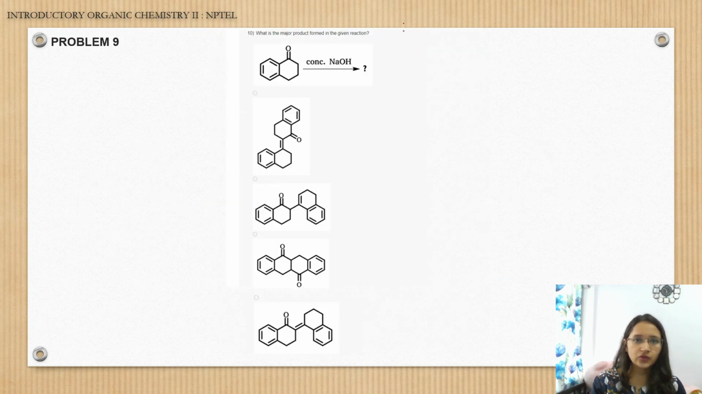So now coming to the last problem of this session, problem 9. This is the last question for this session. They are asking what is the major product formed in the given reaction. Again the similar one, concentrated NaOH. They are treating this ketone with concentrated NaOH. What a base can do, either it will act as a base or it will act as a nucleophile. This system has the alpha hydrogen present in this particular case.